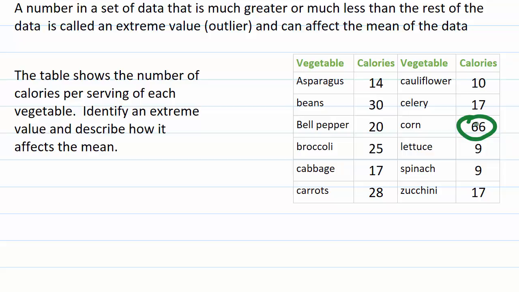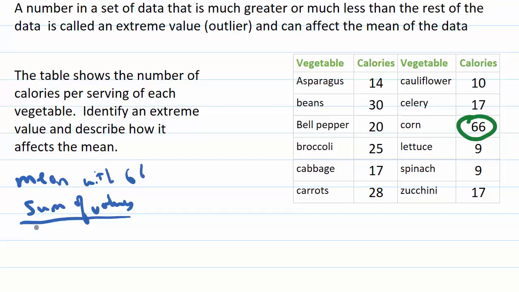So in order to determine what effect it may have on the mean, we're going to calculate the mean with and without the extreme value to see how it affects it. So let's see, the mean with 66 in it, or the extreme value, is the sum of the values divided by the number of values.